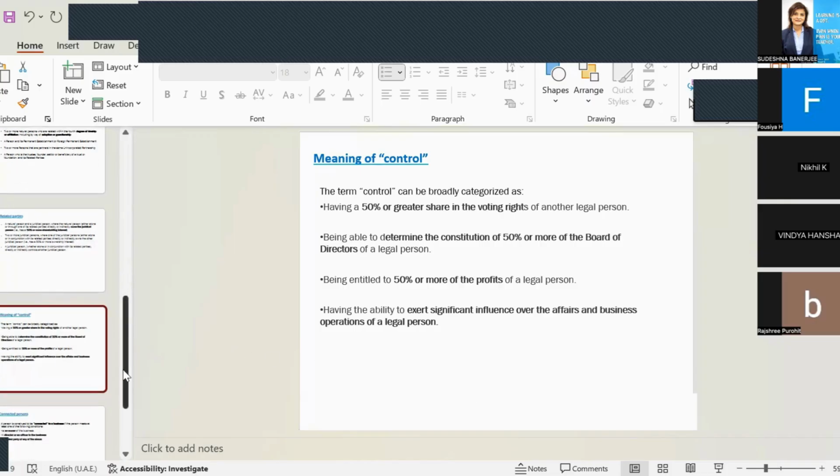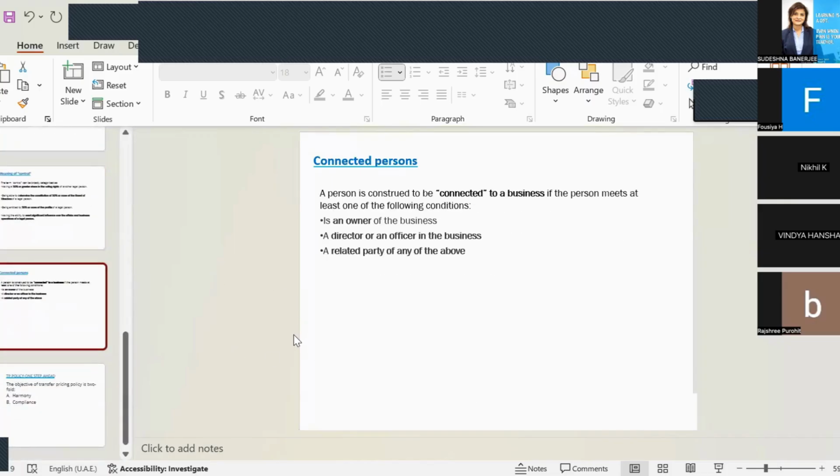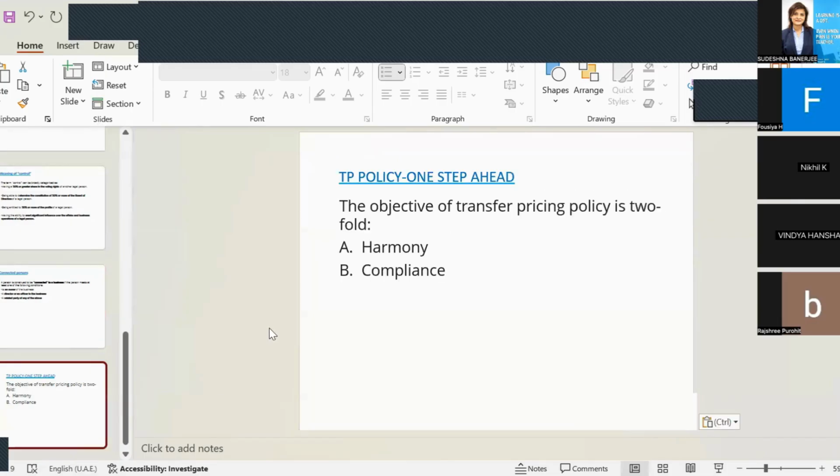Then, what is a connected person? A person is construed to be connected to a business if the person meets at least one of the following conditions. Like I told you initially, in the transfer pricing rules, it can be either a connected person or a related party. Under connected to a business, it can be an owner, director, or related party of any of the above.